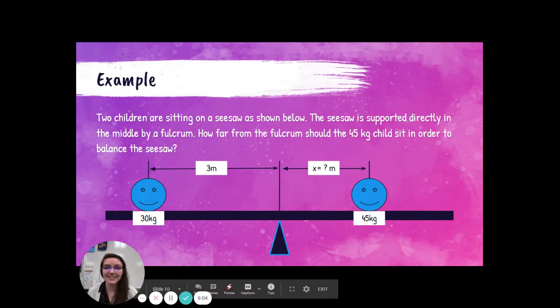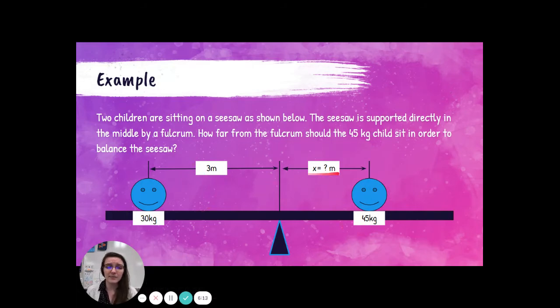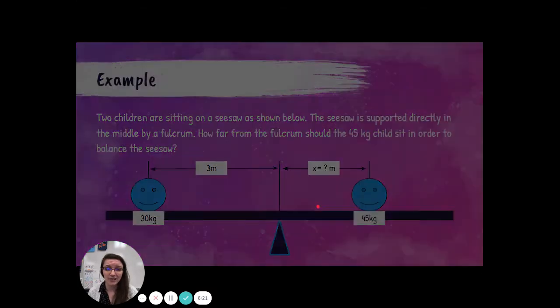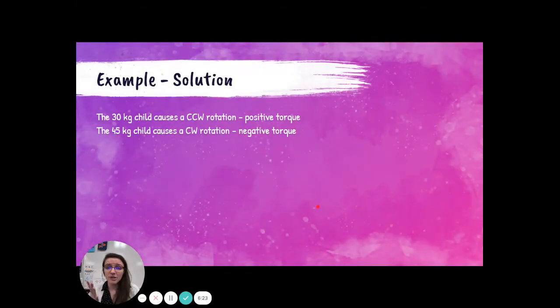So let's look again at the picture to see, okay, I've got my 30-kilogram child sitting 3 meters away, 45 kilograms sitting x, or an unknown number of meters away. And I want these two torques to cancel each other out. So the 30-kilogram child will cause a counterclockwise rotation, or a positive torque, and the 45-kilogram child will cause a clockwise rotation, which is a negative torque. I want the sum of all of my torques, or my net torque, to equal 0. That is, my positive plus my negative should equal 0.